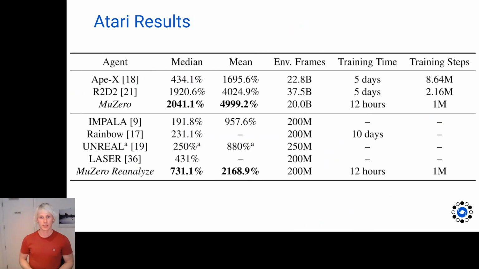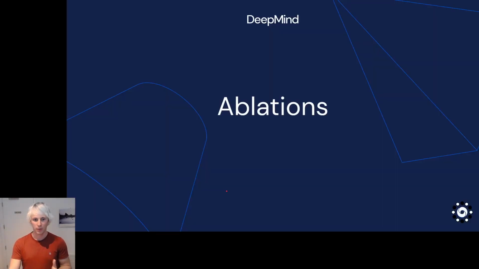As you can see, this reanalyze mechanism is very effective in Atari. Using the standard budget of 200 million frames, we achieve very favorable results compared to previous algorithms. Finally, we performed a set of ablations to investigate the algorithm in a bit more detail and understand the contributions of its different components.